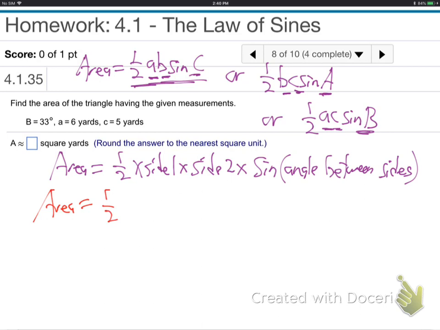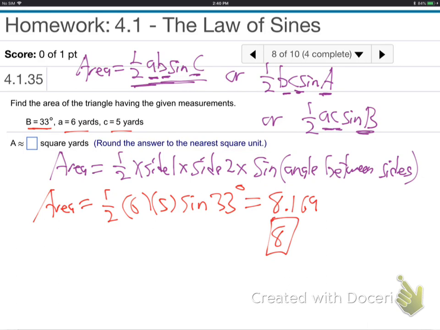It's 1/2 times one side times the other side, so times 6 times 5 times the sine of the other angle, 33. Hit the buttons on your calculator. So I'm getting 8.169, whatever. Round to the nearest square of this one, 8.